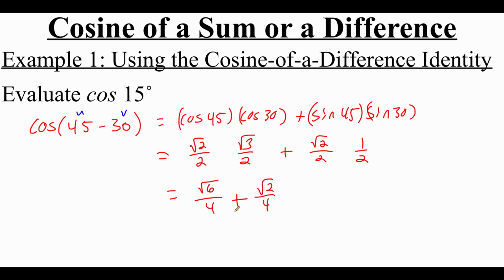But now as we take a look at our fractions, they have common denominators, so we're going to be able to put them together. So I can write this as the square root of 6 plus the square root of 2 all over 4. Now I cannot combine the square root of 6 and the square root of 2 on top because they have different numbers underneath their radical. So I'm just going to leave this as my final answer.